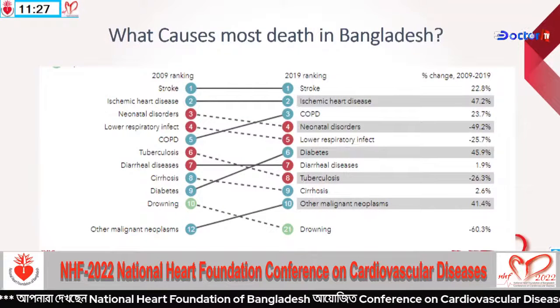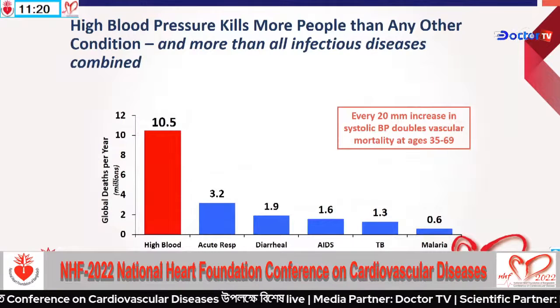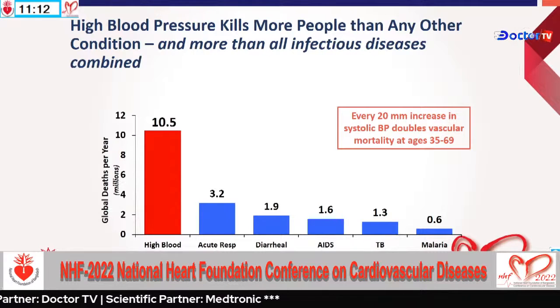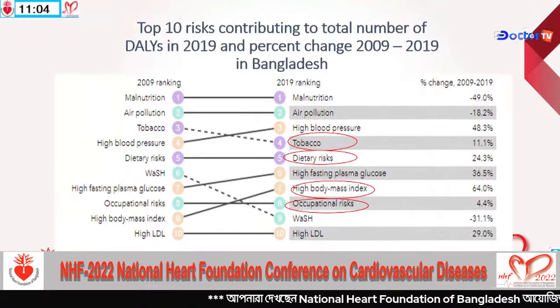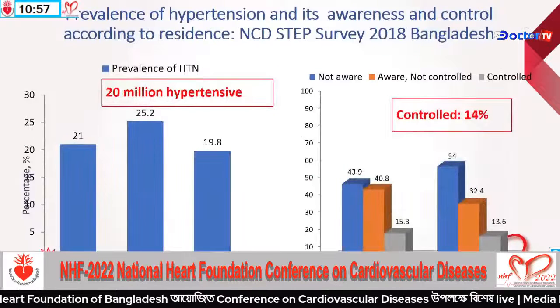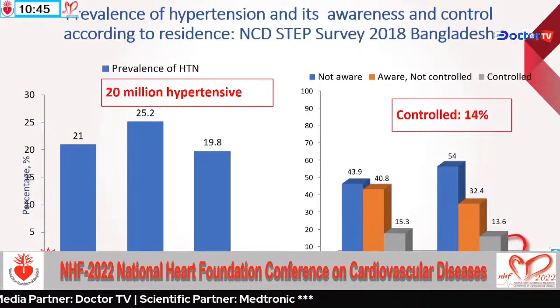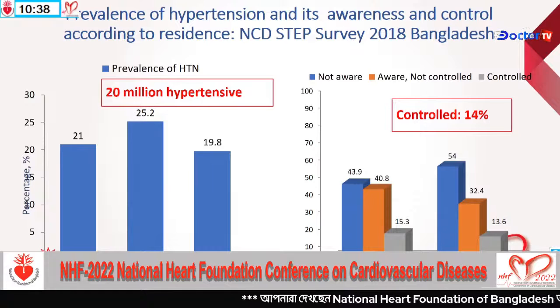And indeed, in Bangladesh, the number one causes of death are cardiovascular diseases like ischemic heart disease and stroke. And we all know that one of the major underlying risk factors for these diseases is high blood pressure. High blood pressure, in fact, kills more people than any other condition and more than all infectious diseases combined. Over the years in Bangladesh, hypertension has gradually risen in prevalence and incidence. Many Bangladeshis are not aware that they're hypertensive, and even if they're aware of it, they're not properly controlling it. Unfortunately, in Bangladesh, only 14% of hypertensives have their blood pressure under control.